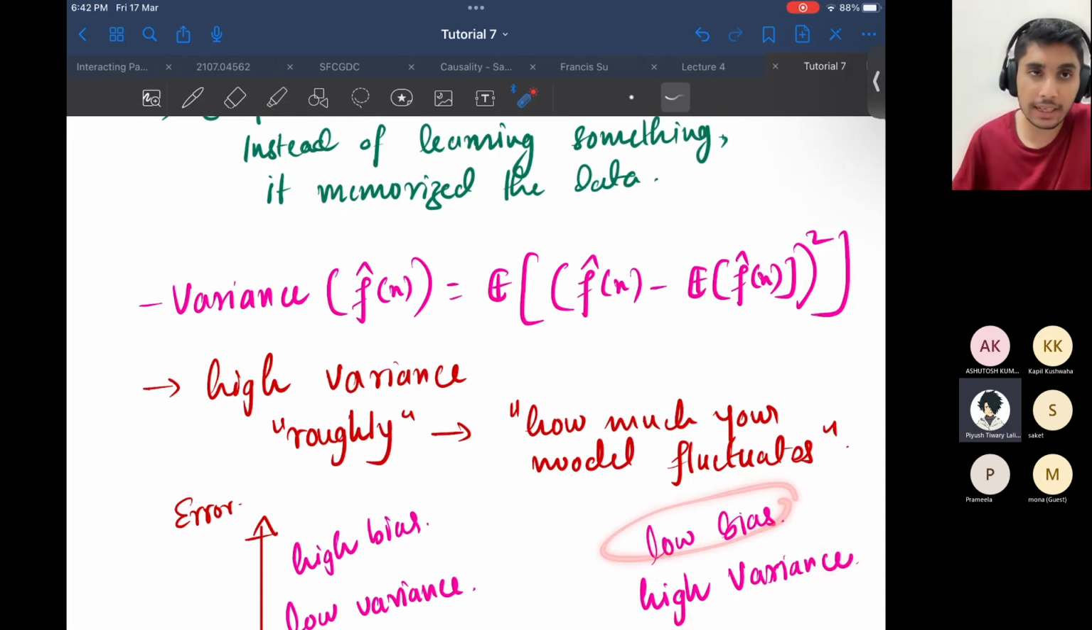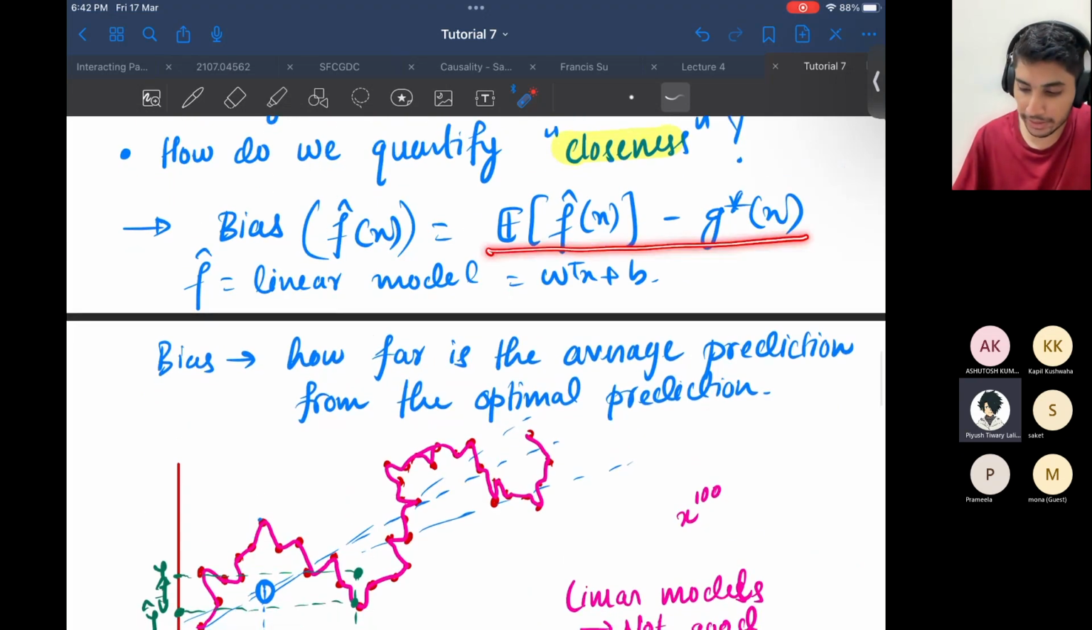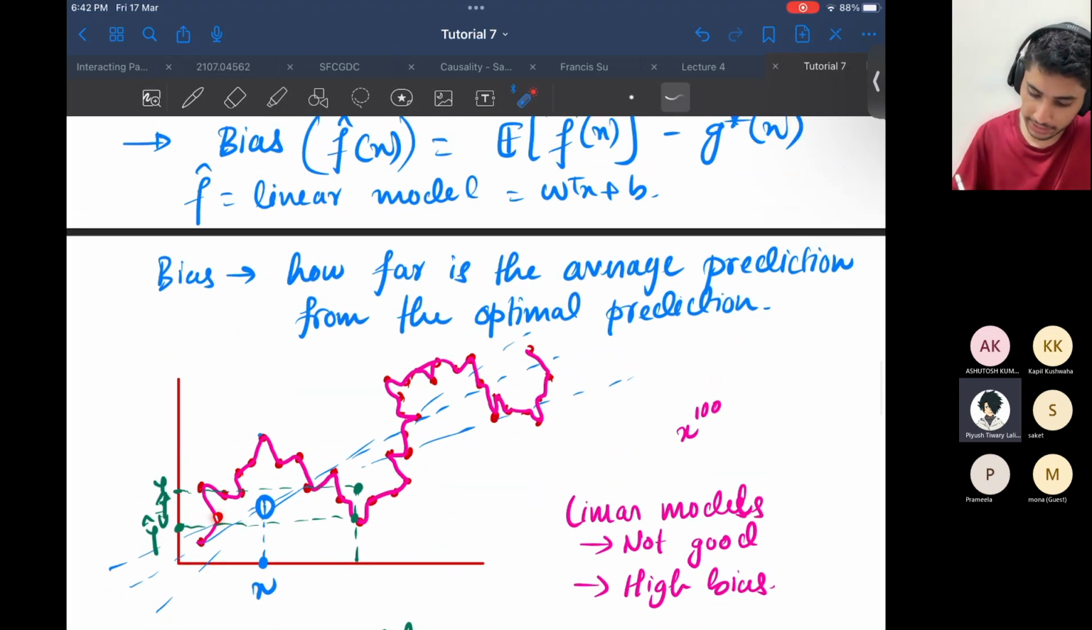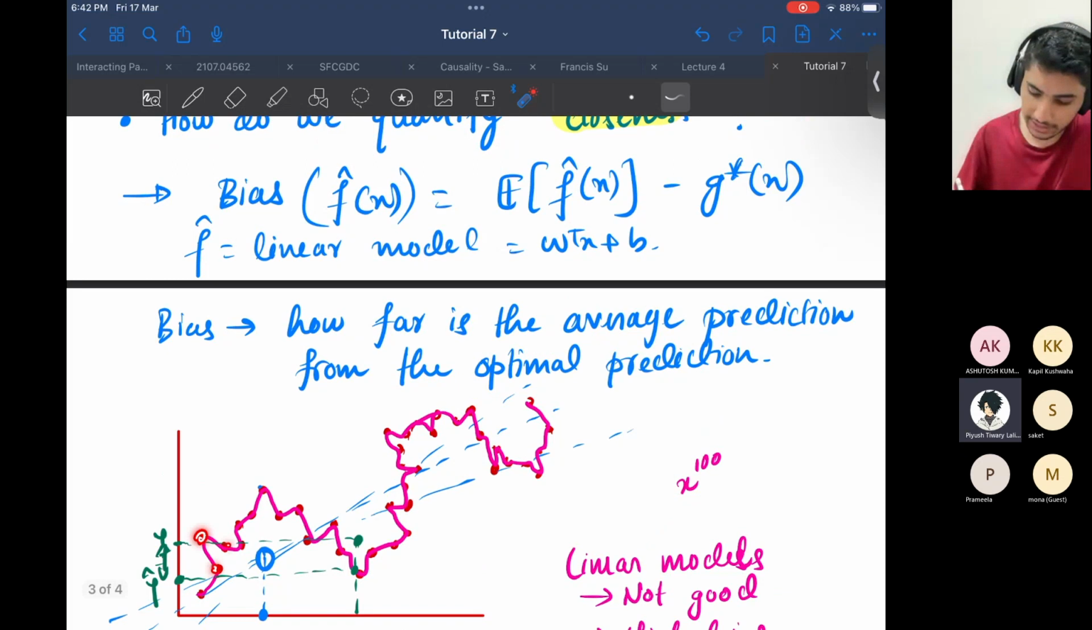But does it have low bias? Going by the definition of bias, we can see that the average prediction of the model is somewhere here. Since it is actually memorizing the data, at each point it is exactly able to do what it is asked to do. And even the optimal model would be something like this, right? So the predictions are close by, right?